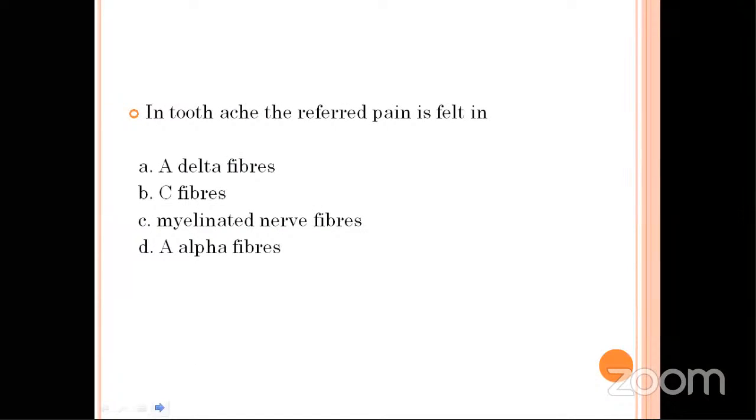In toothache, the referred pain is felt in A delta fibers or C fibers. Okay, so referred pain or chronic pain is carried by the C fibers, whereas the A delta fibers are myelinated. So with respect to pain, there are two different fibers which carry the sensation. One is the A delta, the other one is the C fibers.